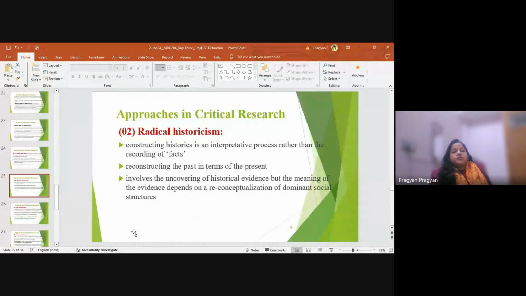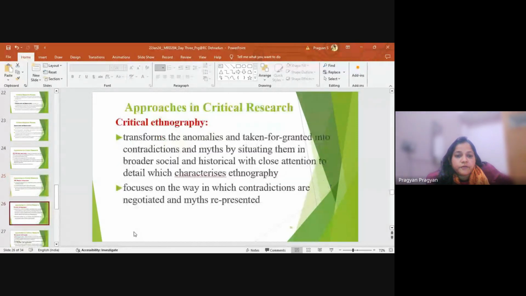Another approach in radical research is radical historicism. In this, they try to reconstruct the past in terms of the present, and they try to understand how those factors played the decisive role, or whether it was just a subsidiary role. So they can understand by radical historicism the role of those particular factors, so that they can understand whether facts can be verified empirically or not. Again, it is done in the form of actions.